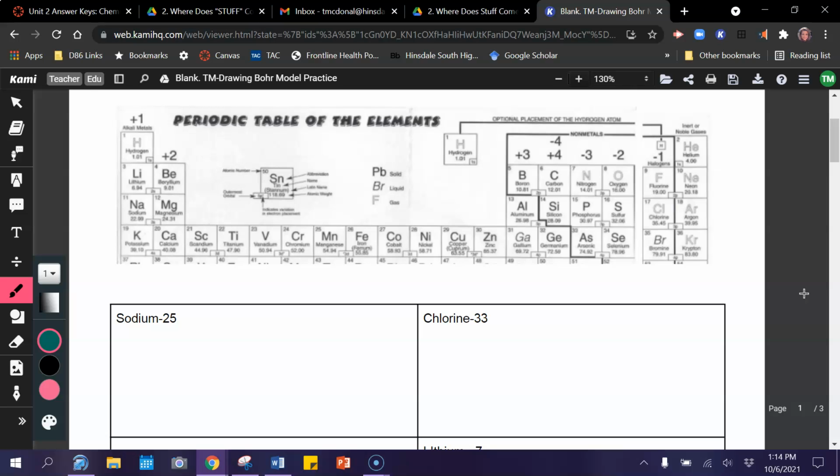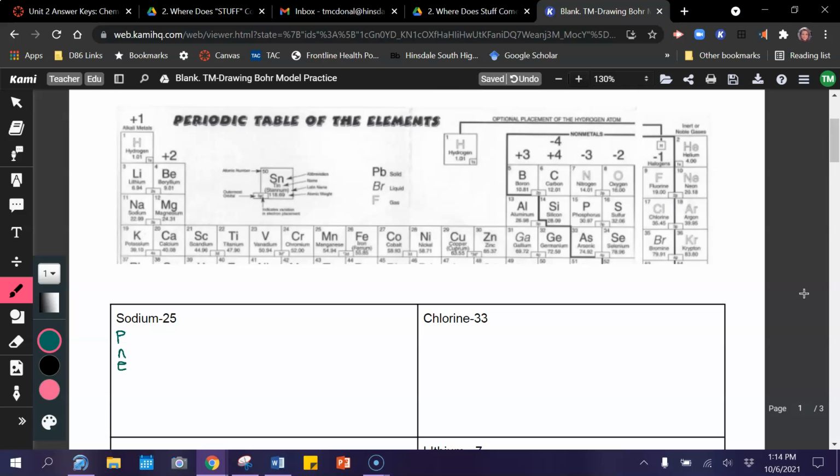So as you probably remember from class, the Bohr model has the nucleus of the atom that indicates the number of protons and neutrons, and then in rings around the nucleus you are going to place the electrons. So the first thing to do when you're doing this type of problem is you have to take a look at the element and determine the number of protons, neutrons, and electrons.